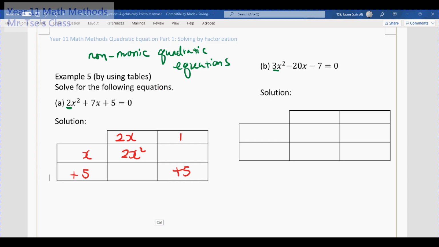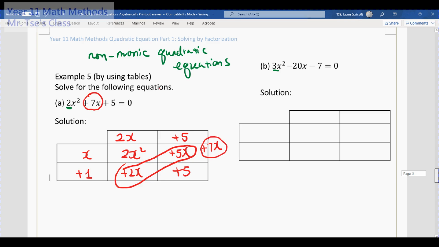So how about we swap the position by putting 5 here and plus 1 here? Would that work? Let's try. So plus 5x in this case, and plus 1 times 2x, plus 2x. Let's add them up. In this case, that's plus 7x. So they match. You see, they match. So that means it works.